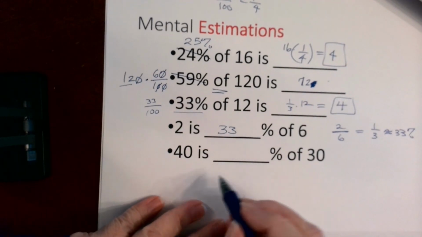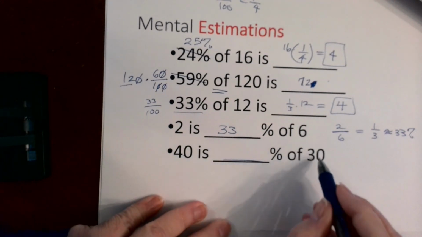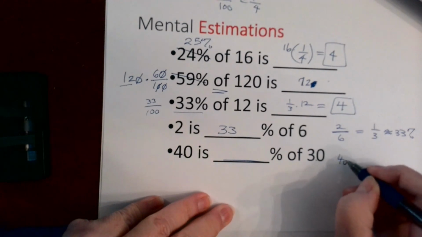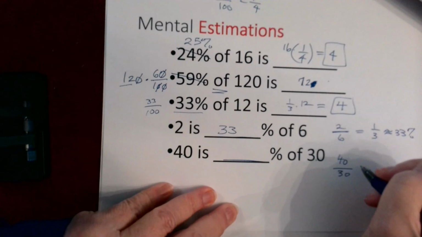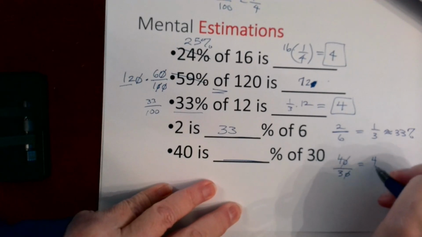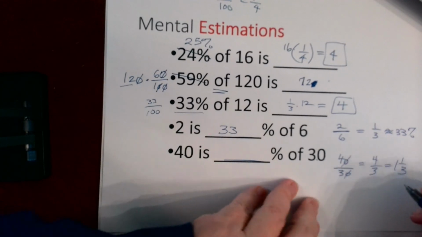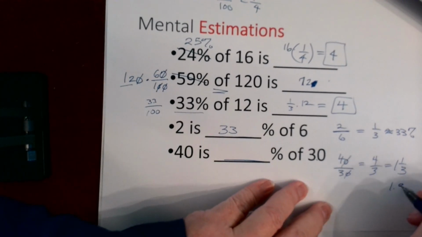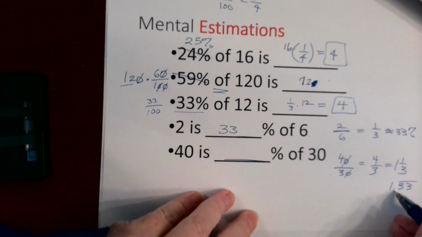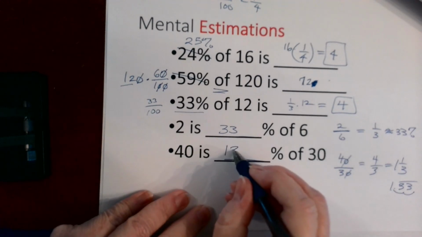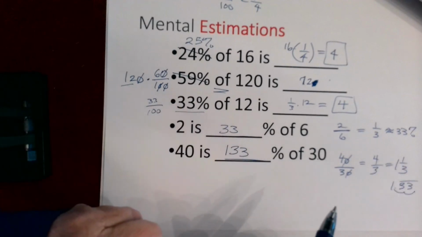Let's do that again. 40 is what percent of 30? 40 out of 30. 40 is what part of 30? 40 out of 30. The zeros cross out. I'm left with 4/3, which is 1 1/3. That's 1.33 repeating on and on. I just need to cha-ching, move the decimal twice. And it's 133 approximately percent.